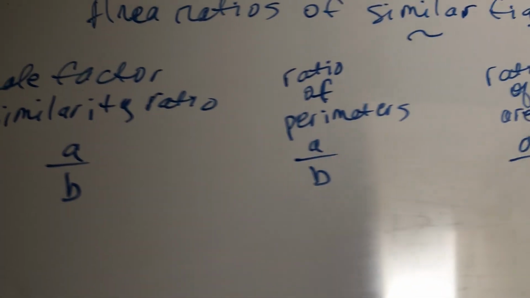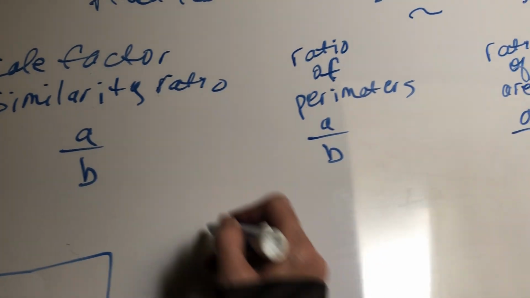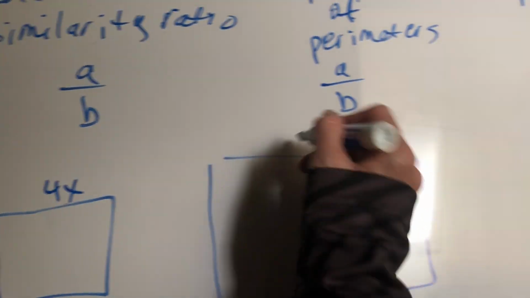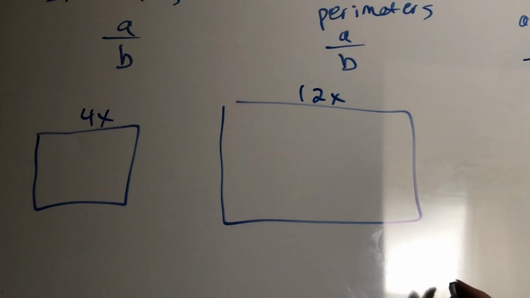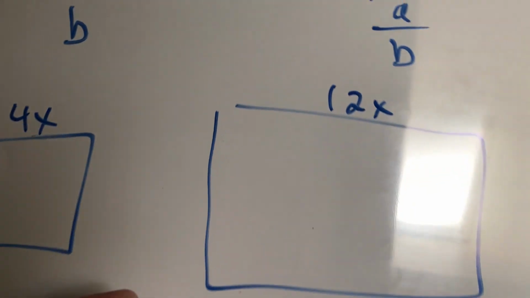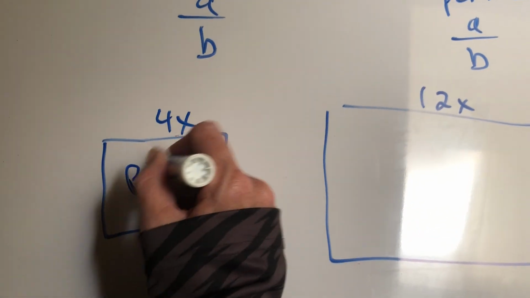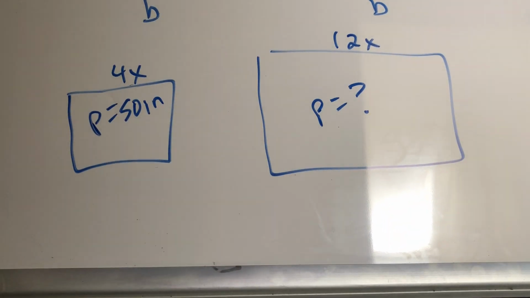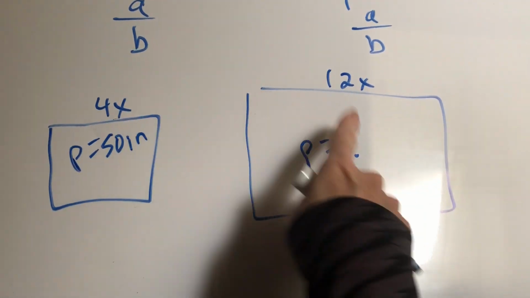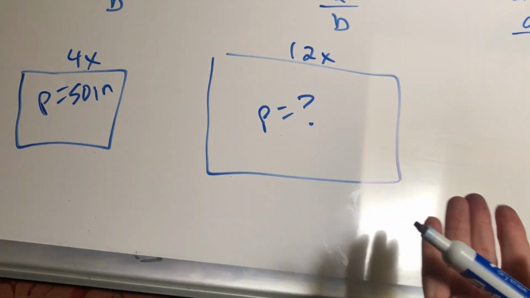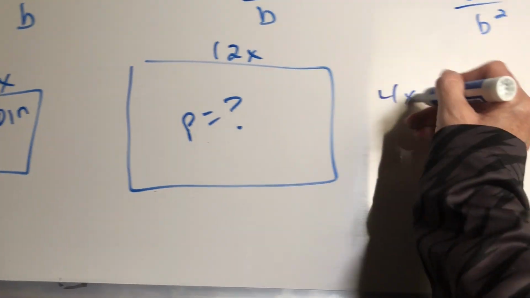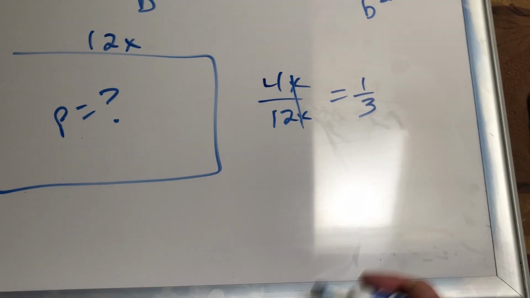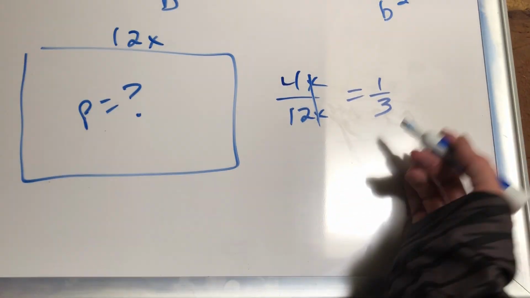Okay, so let's see. Got a rectangle, got a bigger rectangle, and this is 4x and this is 12x, and the perimeter of the smaller shape is 50. So we want the perimeter of the bigger shape. The first thing we're going to do is take the two sides they give us and make a similarity ratio. It doesn't matter which one you put on top. So we'll do 4x over 12x and then reduce that to 1/3 because the x's cancel. And 4 over 12 is 1/3. So there's my scale factor, my similarity ratio.